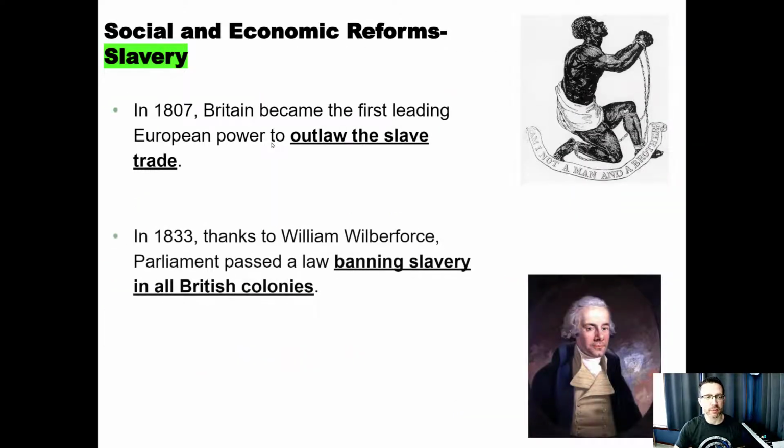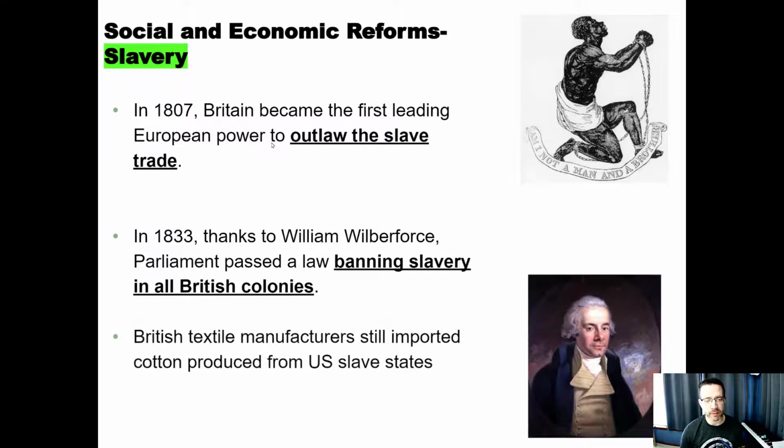There were social and economic reforms. By 1807, they were the first large European power to outlaw slavery. We didn't get rid of it until 1865. In 1833, thanks to William Wilberforce, Parliament passed a law banning slavery in all British colonies as well. So first it was gone in England, but then it was also gone in all the colonies. But British textile manufacturers still imported cotton produced by U.S. slave states. So you're kind of condoning it still, right?